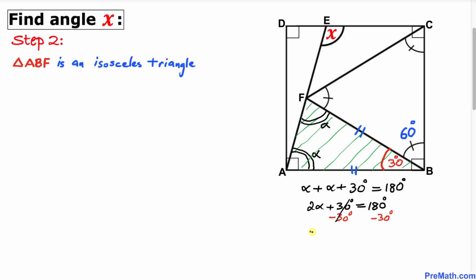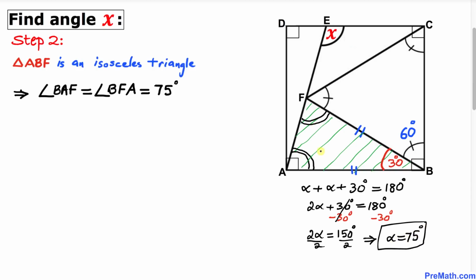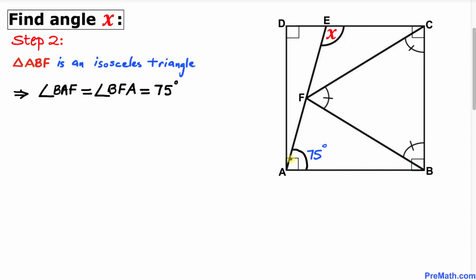Now let's go ahead and subtract 30 degrees from both sides. This is gone. So 2 alpha turns out to be 150 degrees. Let's divide both sides by 2. So that means our alpha turns out to be 75 degrees. So therefore, this angle BAF turns out to be 75 degrees, and this angle BFA is also 75 degrees.